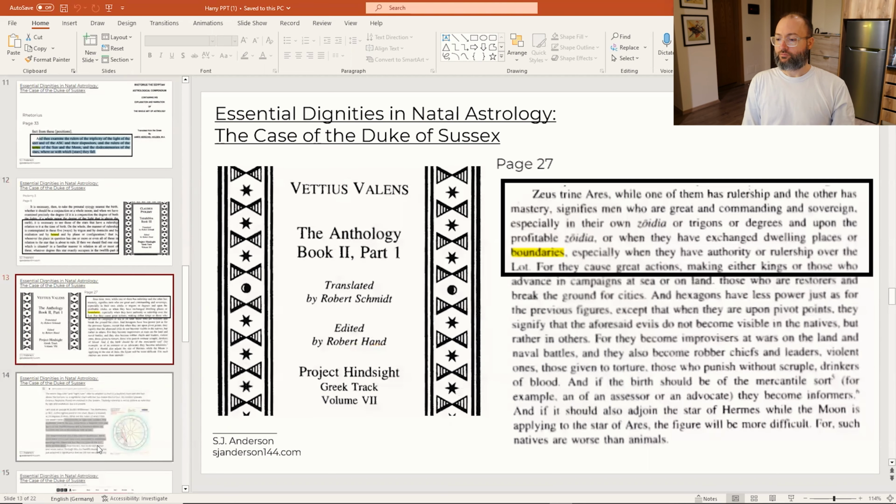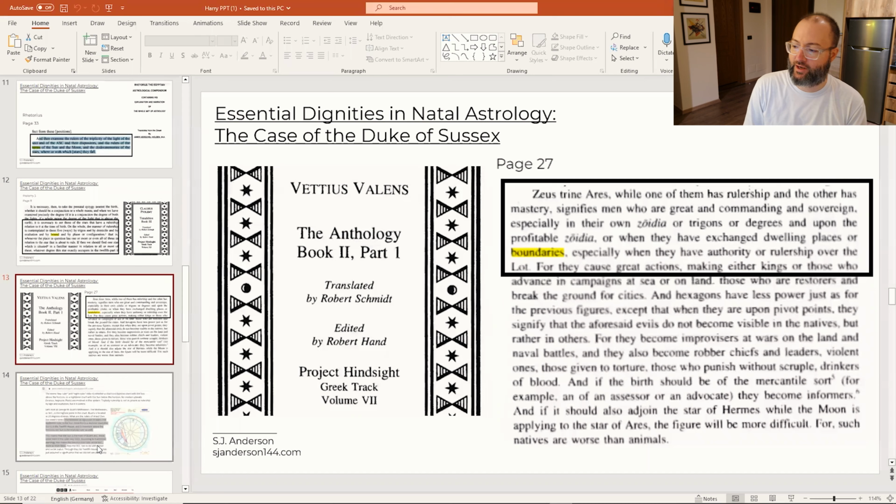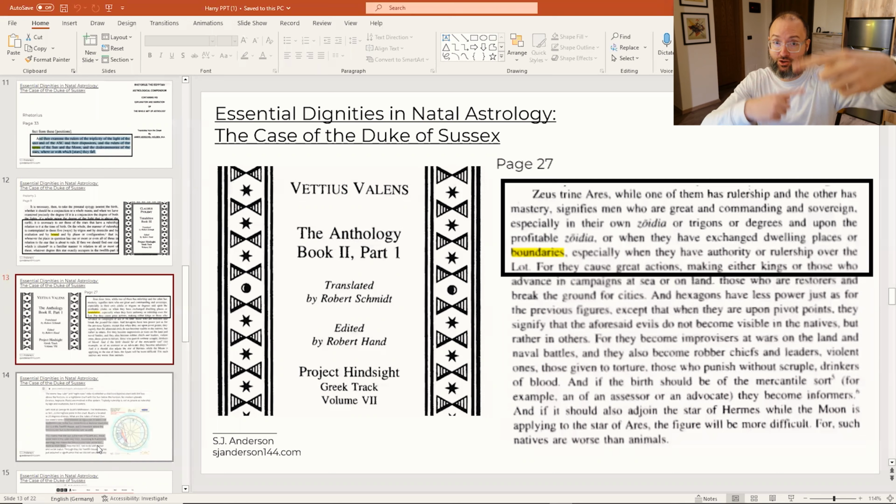One more quote. Vettius Valens, The Anthology, Book 2, Part 1. He talks in this case about Zeus trine Ares, which is just Jupiter-Mars trine. And he says, when one of them has rulership and the other has mastery, it signifies men who are great and commanding and sovereign, especially in their own signs or trigons or degrees, or when they have exchanged dwelling places or boundaries, especially when they have authority or rulership over the lot. So did you see what he did there? He's saying, look at the signs, the trigons, which is the triplicity rulership. Look at the boundaries or Egyptian terms, and look how they're exchanging vis-a-vis rulership.